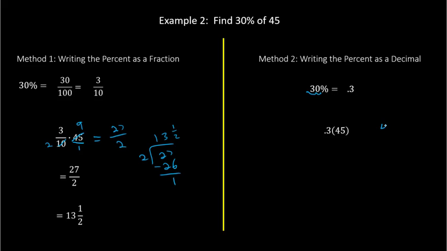So this one, when you multiply, you're going to have 3 times 5, which is 15. Carry the 1. 3 times 4 plus 1 is 13. Our decimal point goes over one place, so we have 13.5 as our solution. Notice we have the same answer, 13 and 1/2 or 13.5. That is the same thing. So that is example 2.